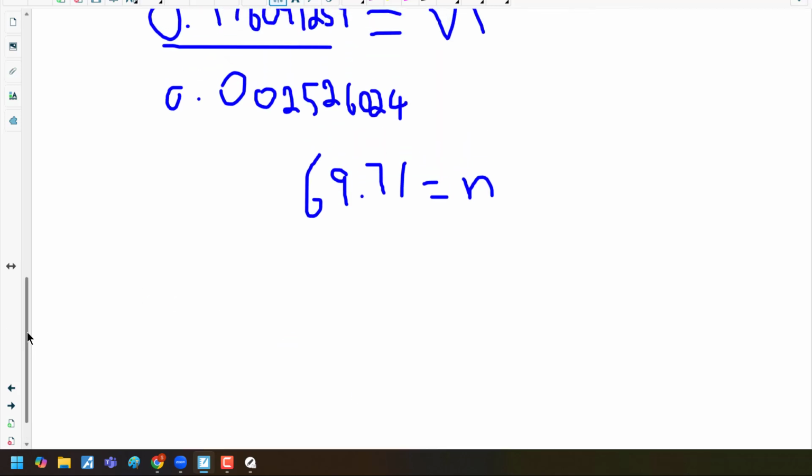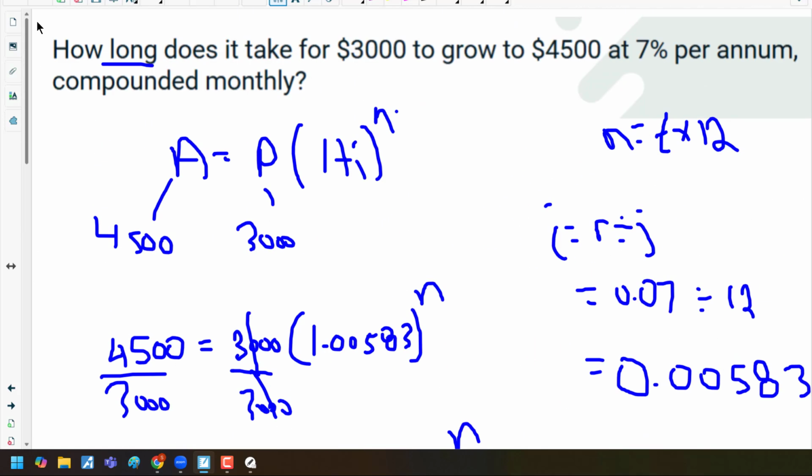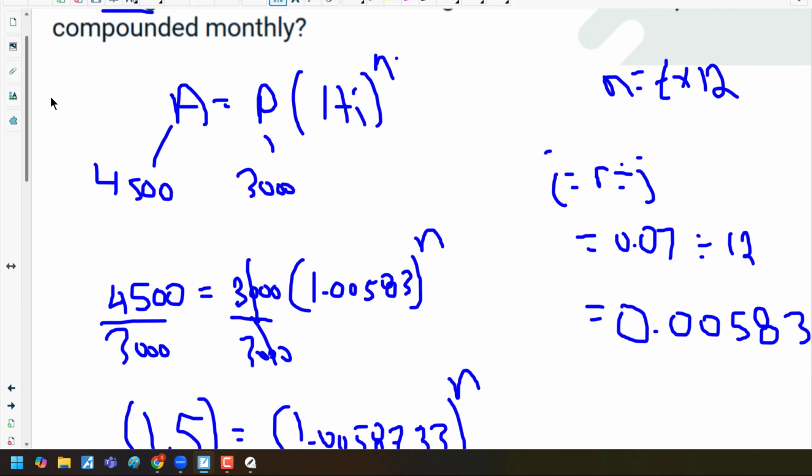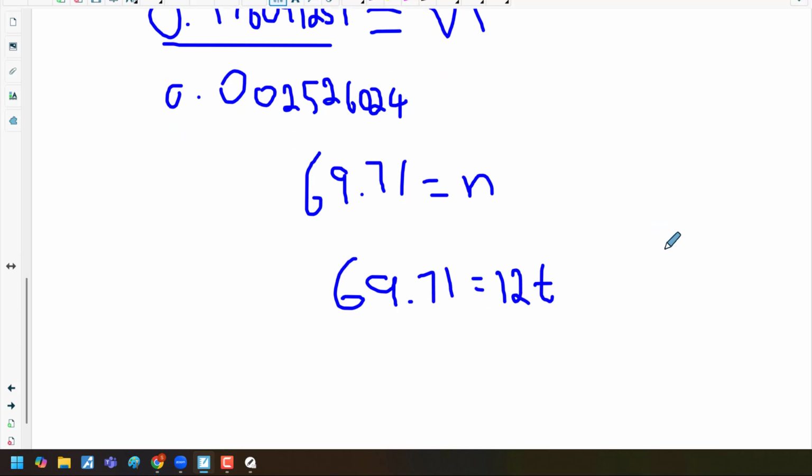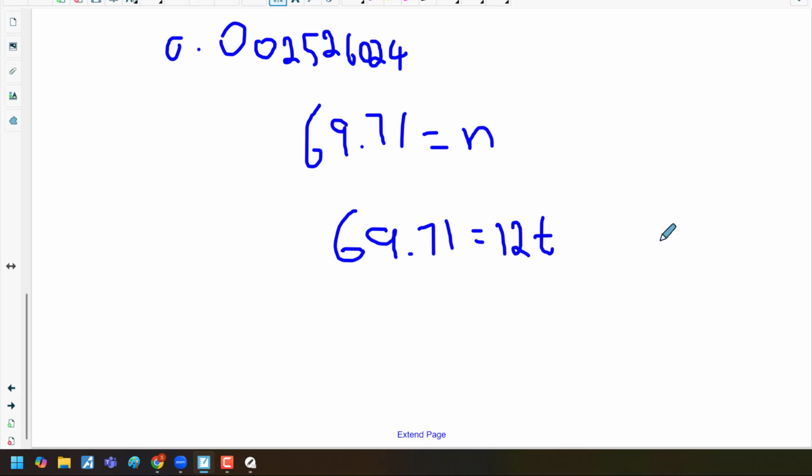But n is not time. n is not how long. n is equal to 12t, if you remember from our earlier formula. So we divide everything by 12 to solve for t, which is time in years.